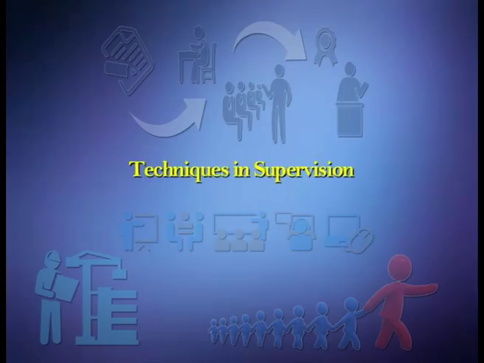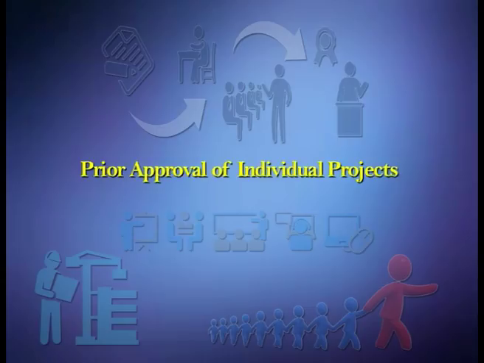Let us now orient ourselves to the techniques that are used in supervision. There are 6 main techniques of supervision. These are: the first, prior approval of individual projects. The subordinate units at the field level agencies have to take prior approval of the superior authority, which could be the headquarters, before taking any initiative outside the framework of policy.